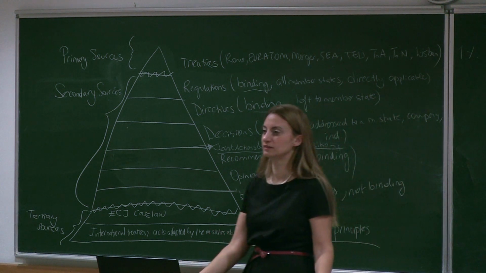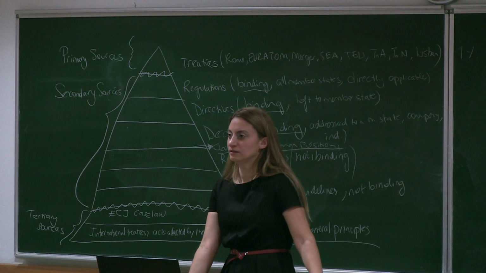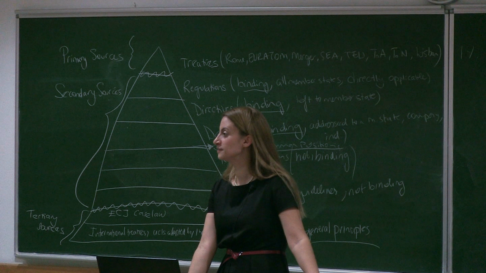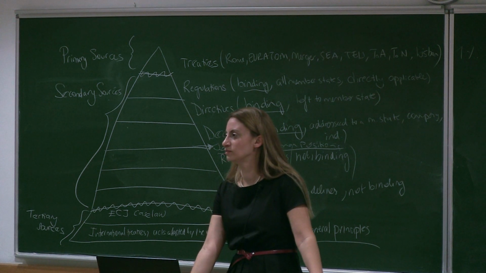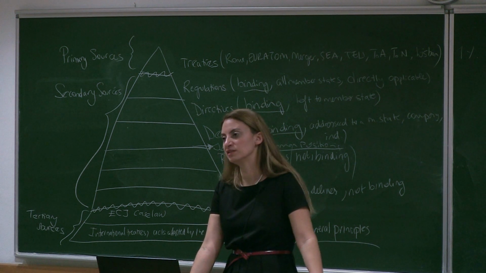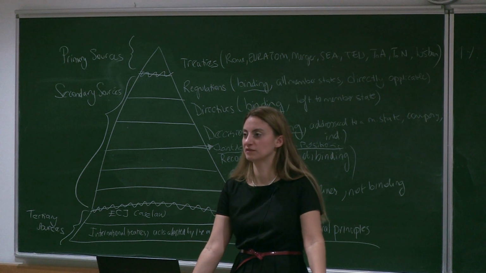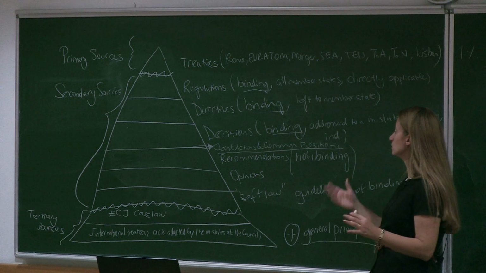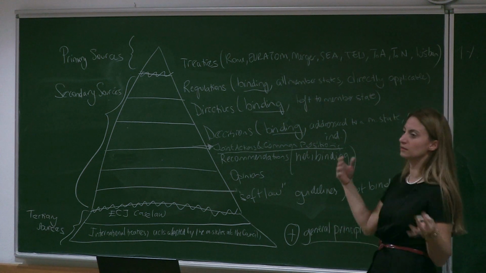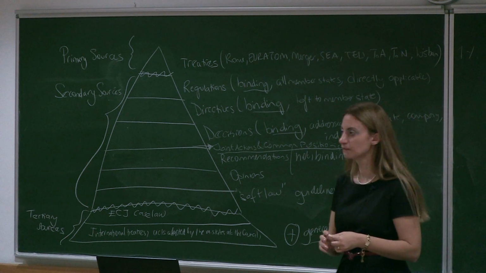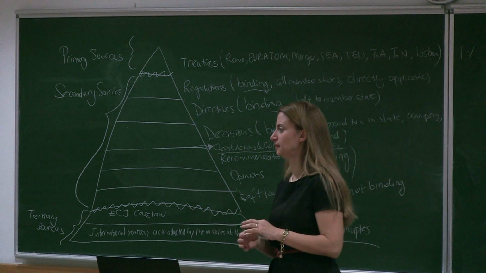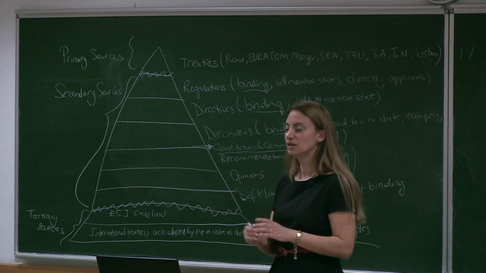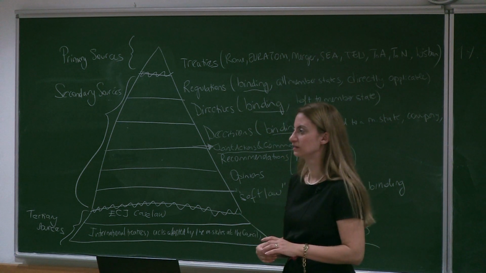Any ideas? Why did it have to come up with this more creative approach of having different mechanisms instead of one treaty and a regulation, let's say? Why did it have to come up with regulation, directive, decision, joint action, common position, recommendation, opinion, and so on? It's more complicated in a way. Why does it need more diversity?